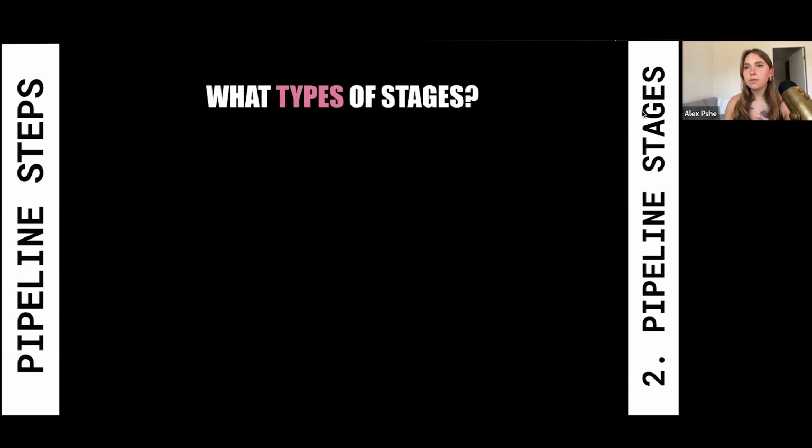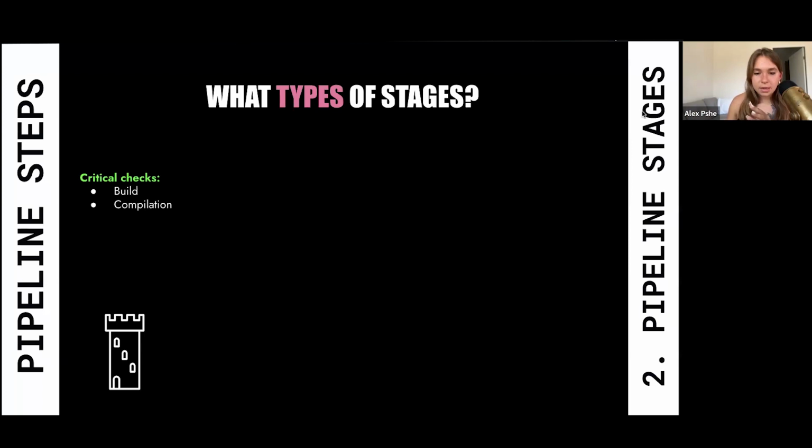Okay, another important question: what types of stages would we have? Right now, I will give you a very common high-level picture of all possible stages, which we normally use in almost all teams. First of all, critical checks. What can be critical checks? Normally something related to the build, because if the build is not completed, there is no reason to start with higher-level checks. Compilation problems, the same. Configuration problems. Very critical checks, where it doesn't make any sense to go further if they fail.